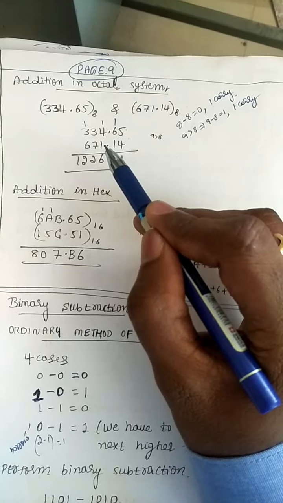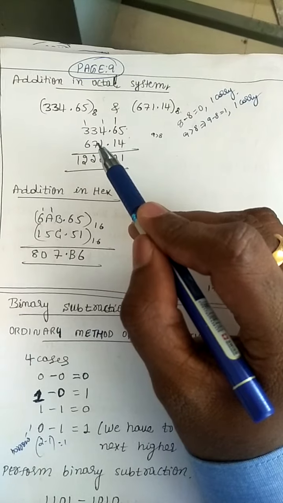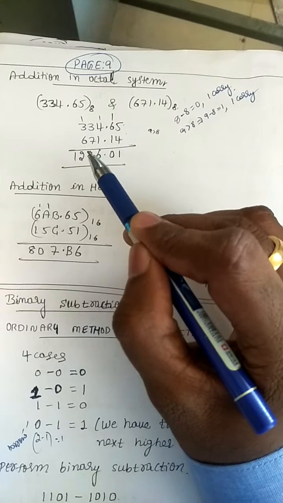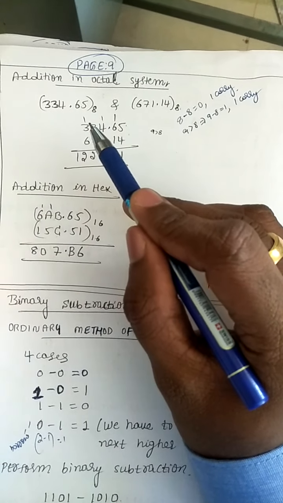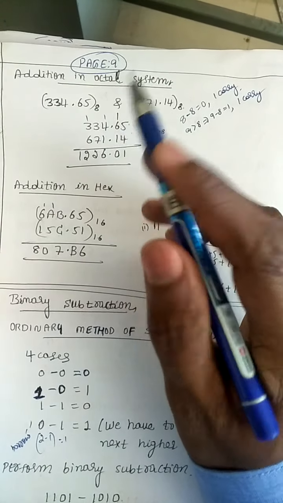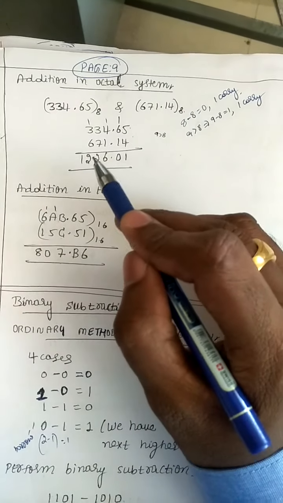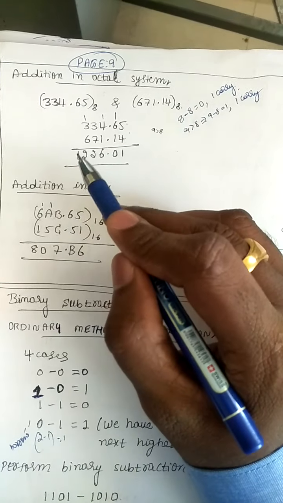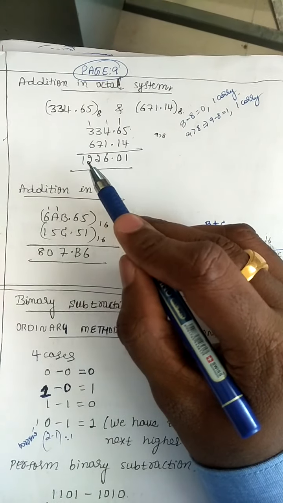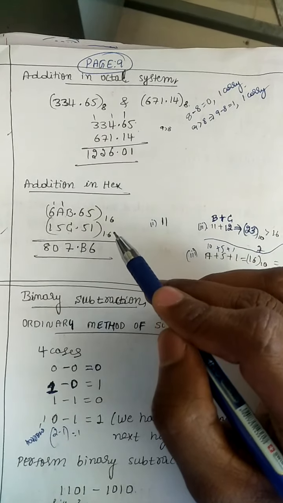4 plus 1, 5, which is less than 8. So you have to retain 5 as it is here. Then 7 plus 3, 10. 10 is greater than 8. 10 minus 8, 2. Carry will be carried out to the next position. 6 plus 3, 9. 9 plus 1, 10. 10 minus 8, it will become 2. Carry will be carried out to the next position, therefore carry is 1. So your final solution is 1226.01.